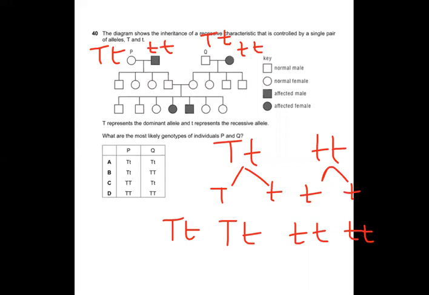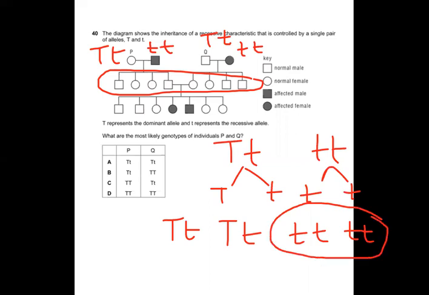So this is wrong because in the first generation, in the second generation, there are all unaffected individuals. However, over here, there is a half chance of affected individuals being produced. That is why P and Q have to be capital T, that is homozygous dominant. So D is the answer.